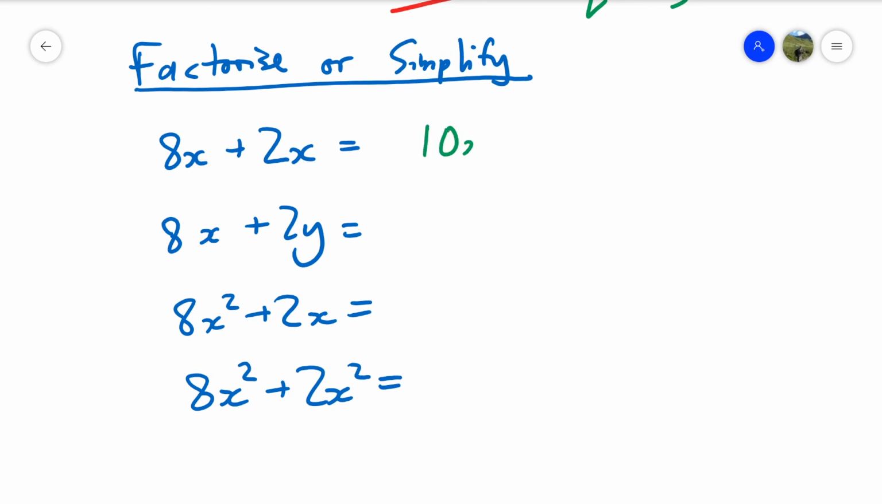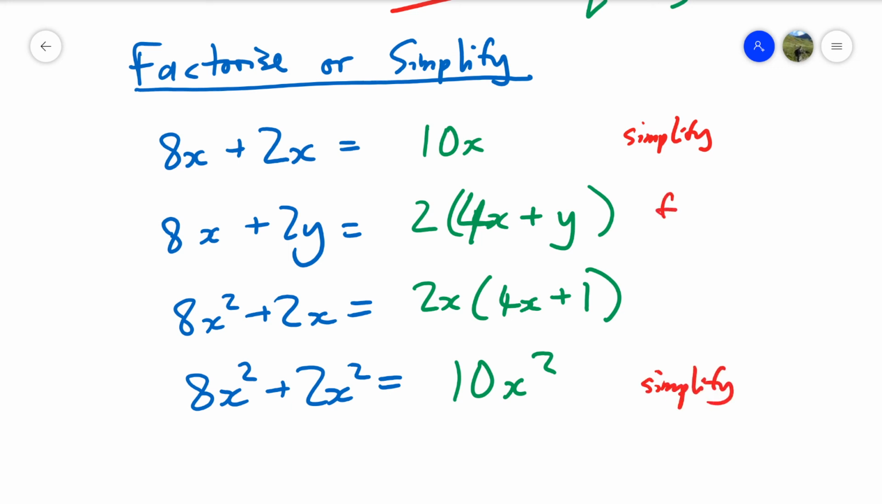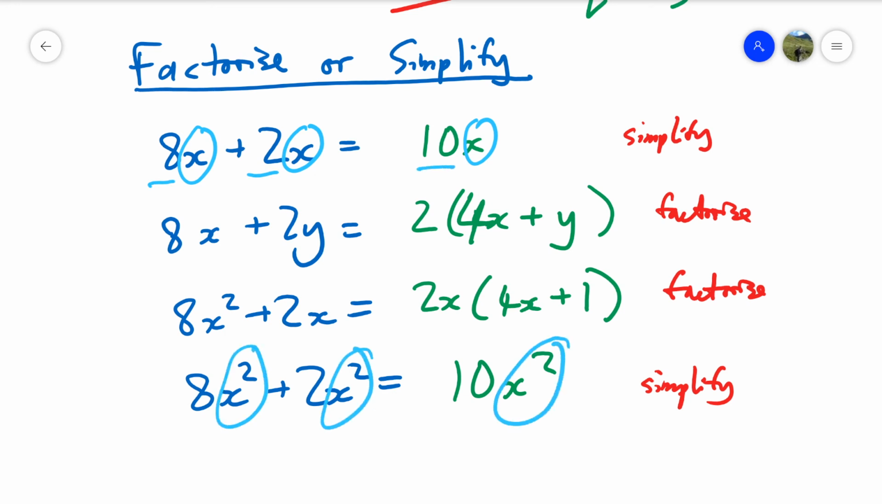And the answers are 10x, 2, 4x plus y, that's supposed to be a 4, 2x, 4x plus 1, and 10x squared. This is the last question in this video, so you can just finish this video whenever you like. This was a simplify. This was a simplify. This was a factorize. And this was a factorize. The idea with the first one is they both involve x's. There's 8 of them plus 2 of them, which makes 10. Here you've got an x squared and an x squared. They're both exactly the same, so you've got 8 of them plus 2 of them, which makes 10.